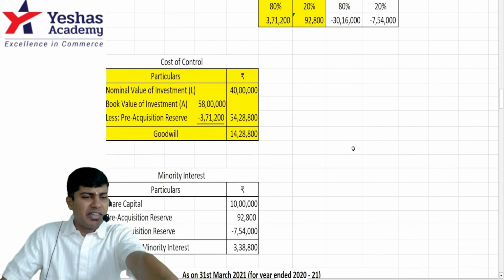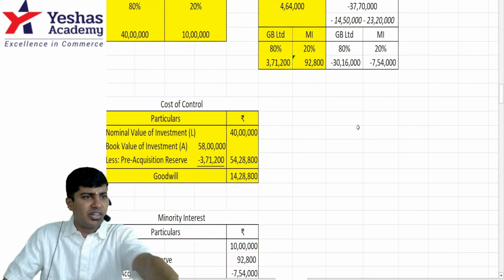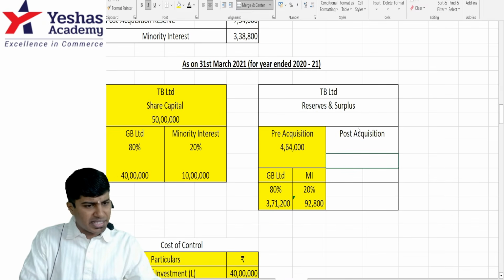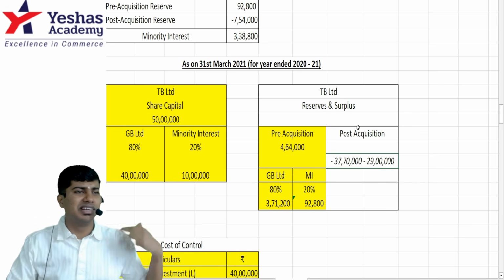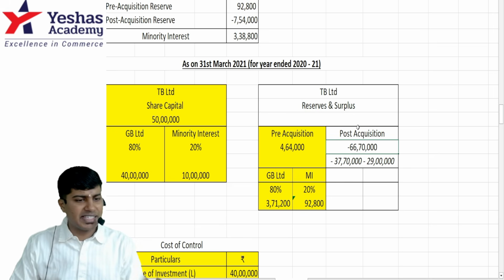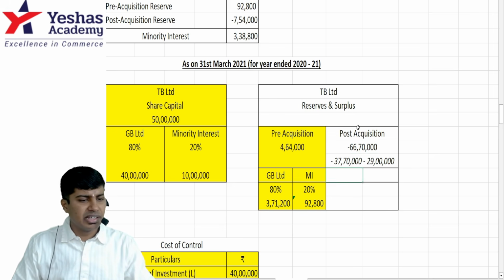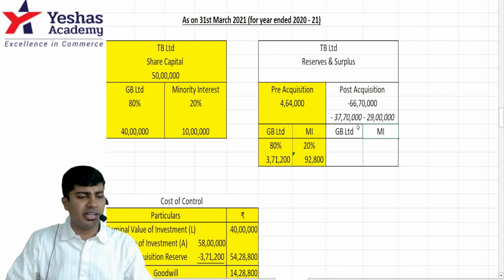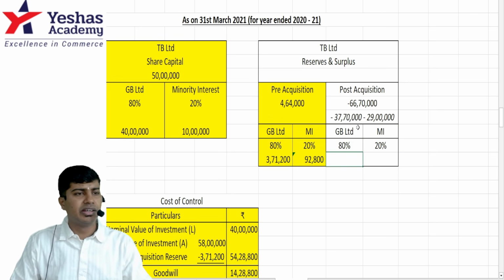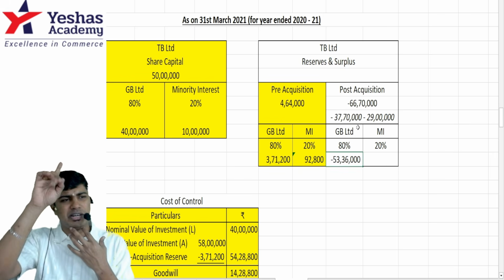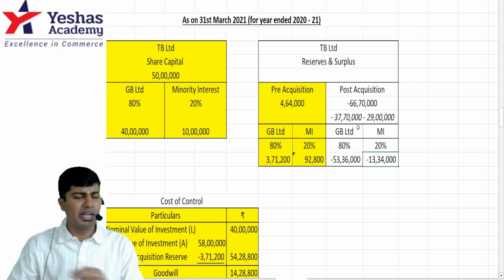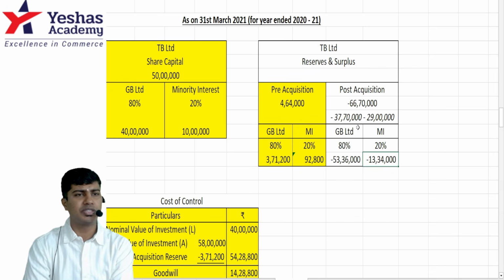What I do is previously we had 37 lakh 70. No. I would write minus 37 lakh 70, minus 29 lakh. Because writing too lengthy will take too much space. So can I say loss will become 66 lakh 70? Split this between holding and minority in the ratio 80 and 20. The 53 lakh 36, I'm not worried. Why? It will go to consolidated balance sheet. Ignore. Minority will become 13 lakh 34,000 minus.